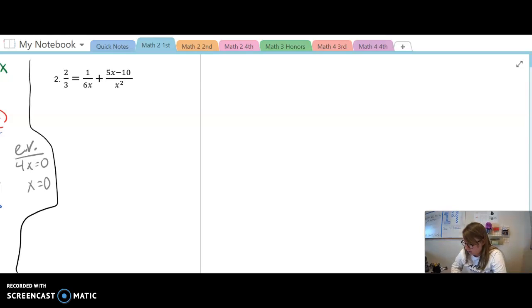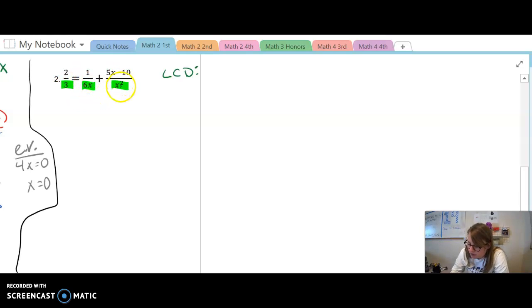So, first thing I notice is that we have multiple fractions. It's more than just an equal to situation, so it tells me we need to look for the lowest common denominator. I have all these denominators of 3, 6x, and x squared. So what can I multiply by each of these to get them to one singular number?